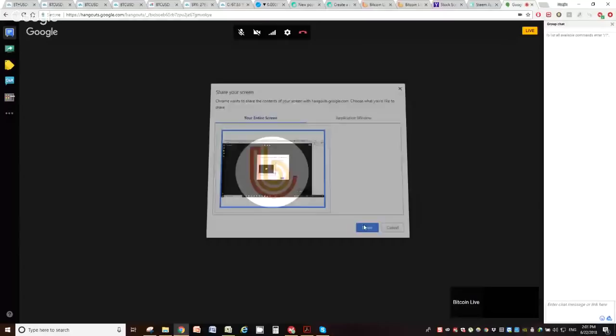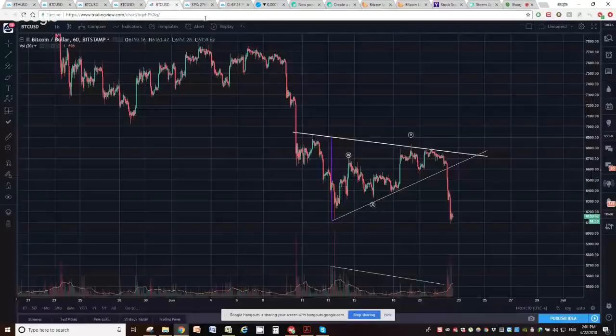Haejin, just to cut in real quick, your screen is blank. Oh, I'm sorry. There you go. Okay, my fault. I forgot to share the screen.